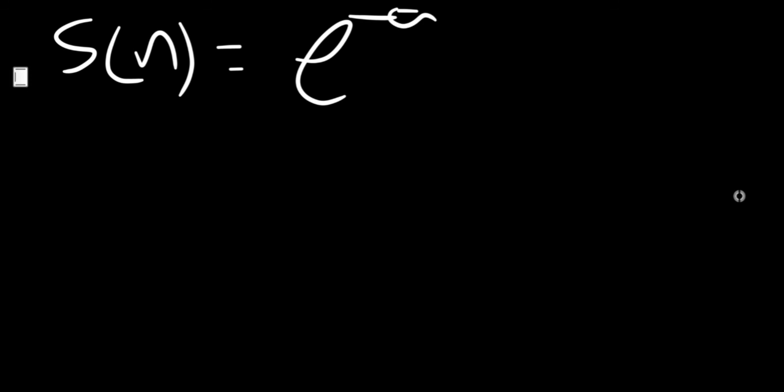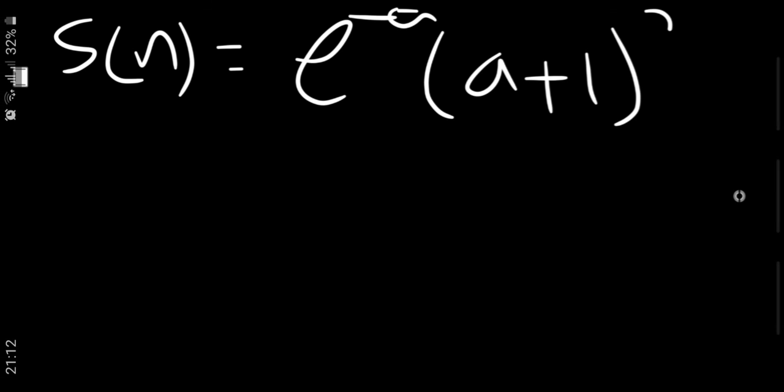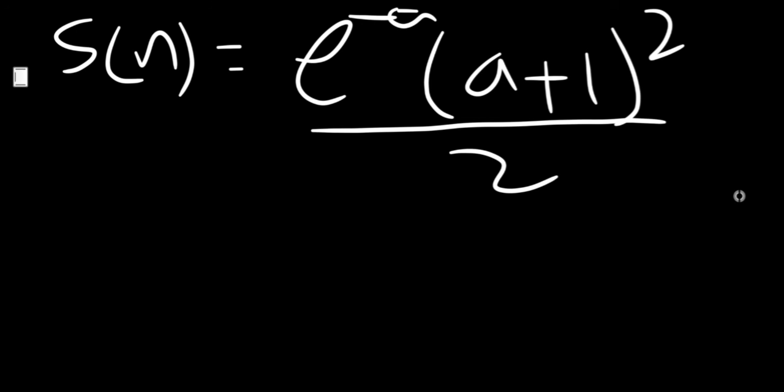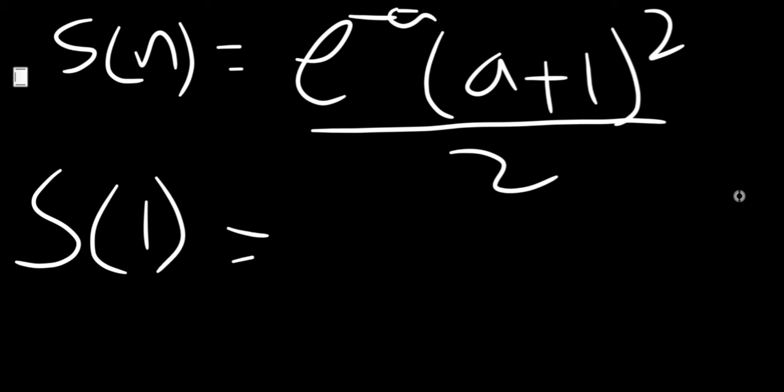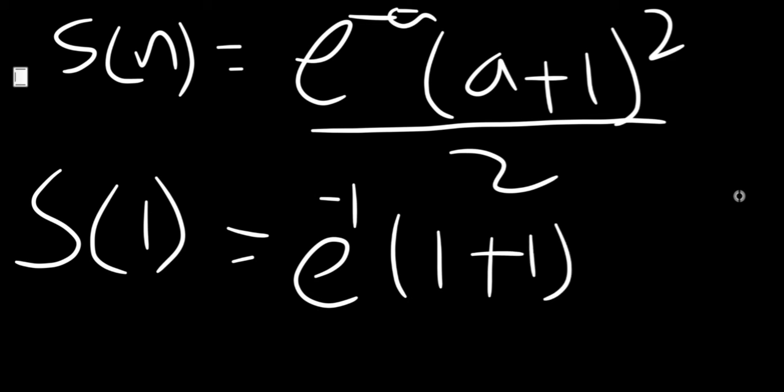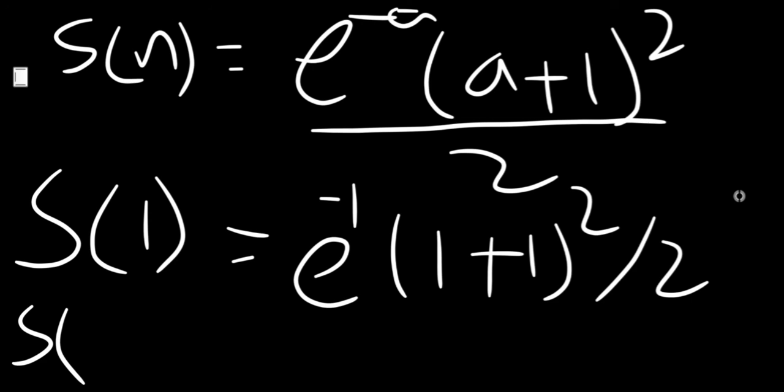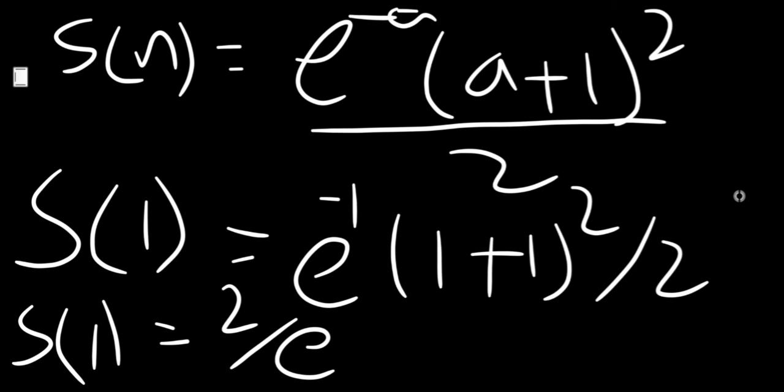So in our original function, s of n, before we derived it, we had e to the minus a times (a plus 1) squared, divided by 2, right? So now, with a equal to 1, we have e to the minus 1 times (1 plus 1) squared, divided by 2. 1 plus 1 squared is 4, divided by 2 is 2, so s of 1 is going to be 2 divided by e.